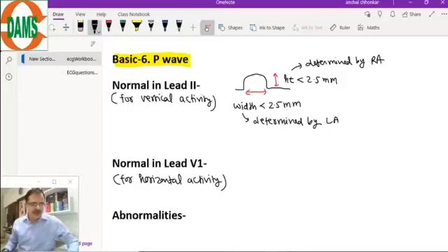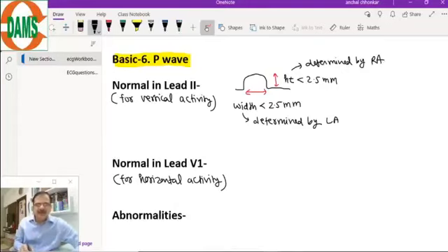Now coming to the P wave, first we'll discuss the normal description, then we go to the pathologies. So first is the normal description of the P wave, that is in lead 2 for the vertical activity. And why are we picking lead 2? Because lead 2 is best to study. It is a vertical lead, the best lead to study the activity of the P wave, the activity of the atria or ventricle, because it is in the line of the normal depolarization of atria and ventricles.